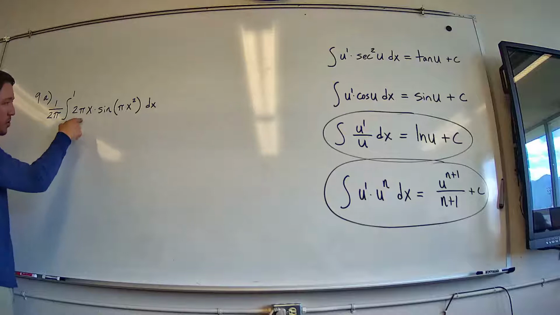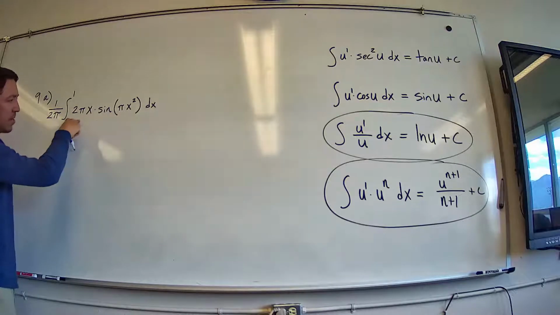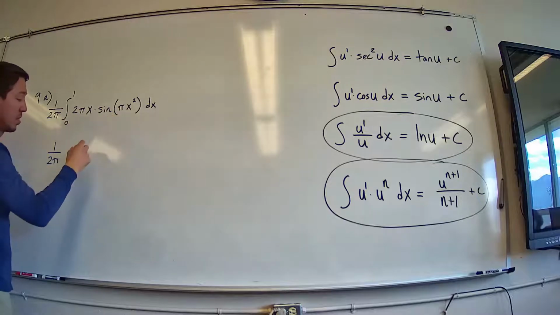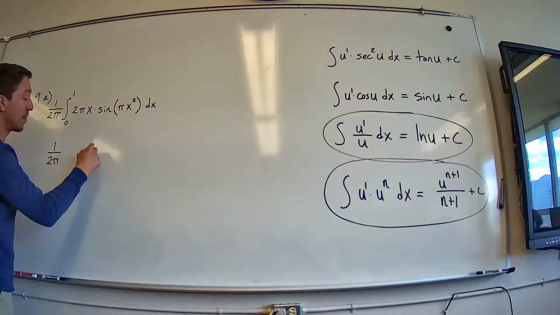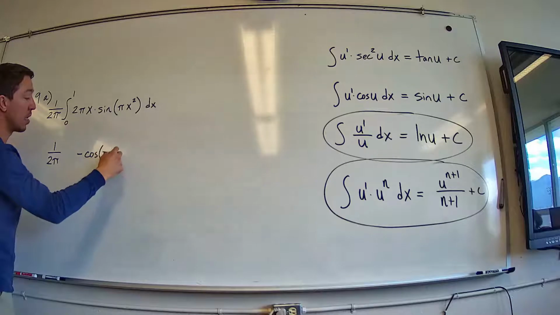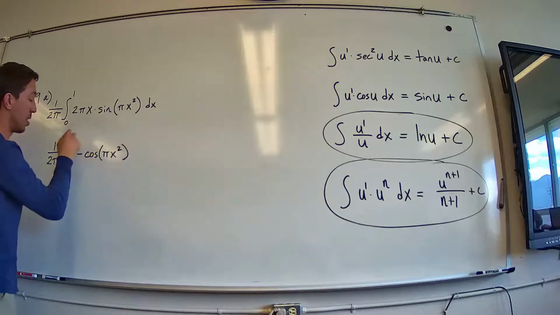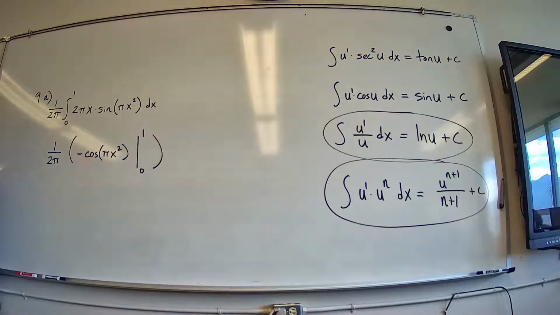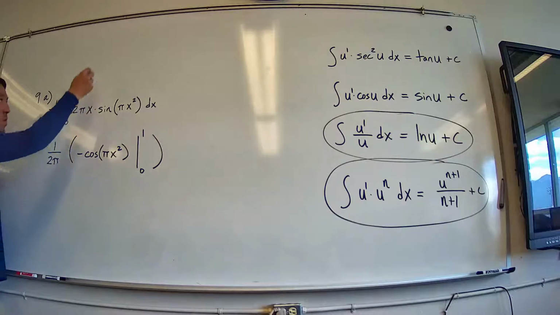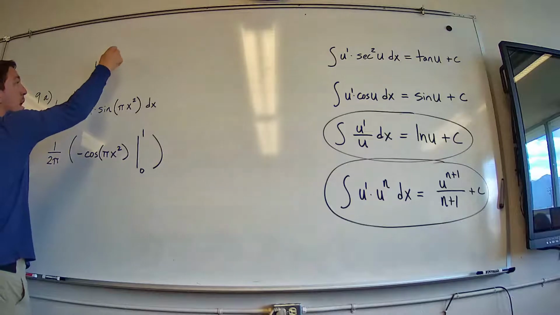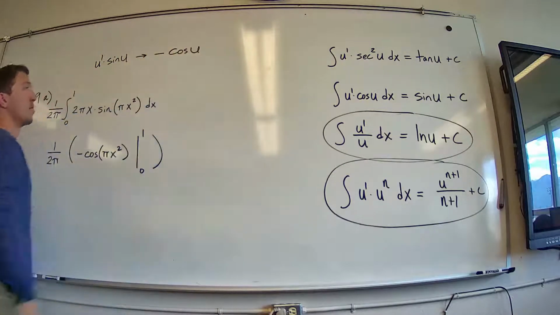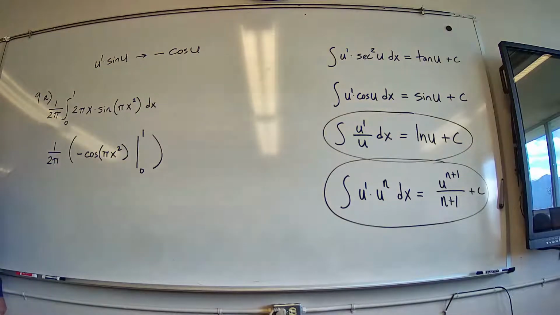And then what's going to be the antiderivative of u prime sine of u? Negative cosine, pi x squared. Do you feel okay about that? The integral of u prime sine of u is going to turn into negative cosine of u. Ready? Finish it.